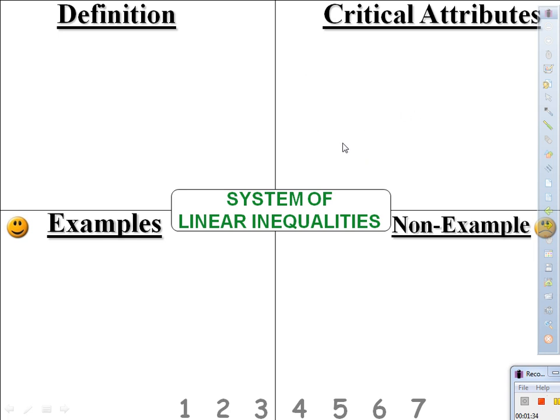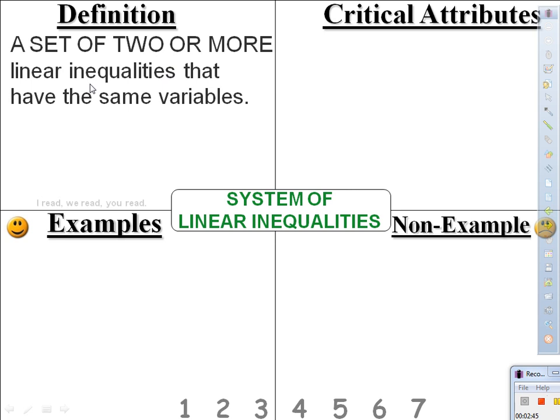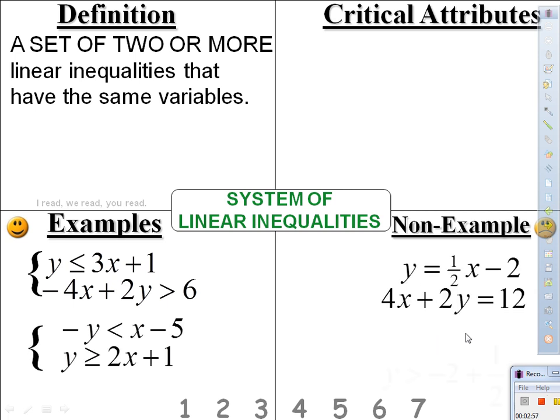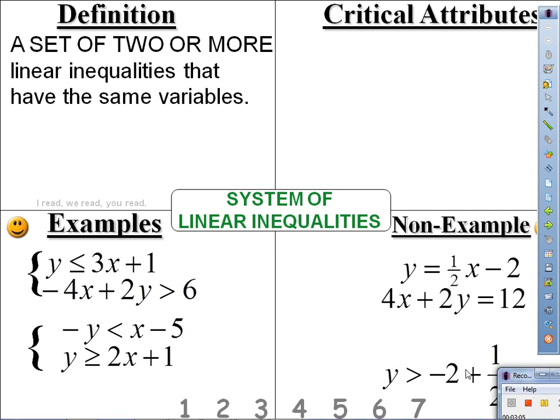All right, let's see. Who wrote this? A system of linear inequalities is a set of 2 or more linear inequalities that have the same variables. Or something similar, yeah? Okay, good. Examples? Non-examples? Copy that. I'll give you some time, and then I'll go over it.